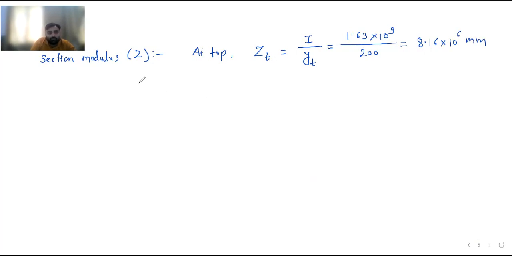Now at bottom, Zb is equal to I divided by y bottom, equal to 1.63 into 10 raised to 9 divided by our y bottom, which is 250. So what is the answer calculated?